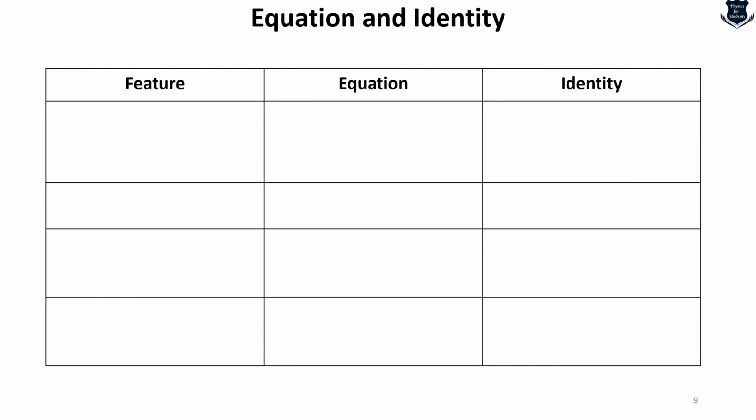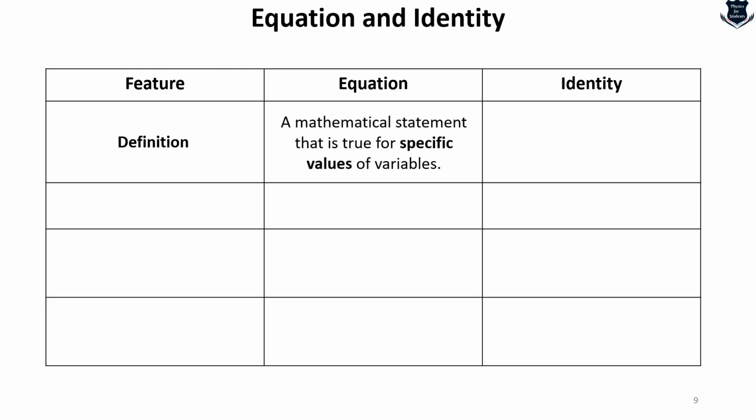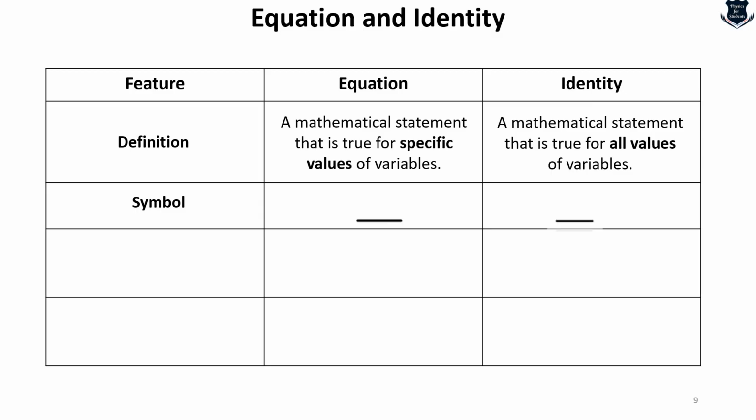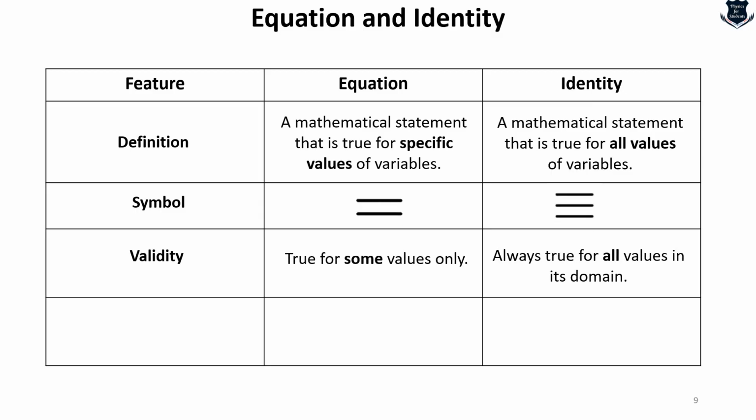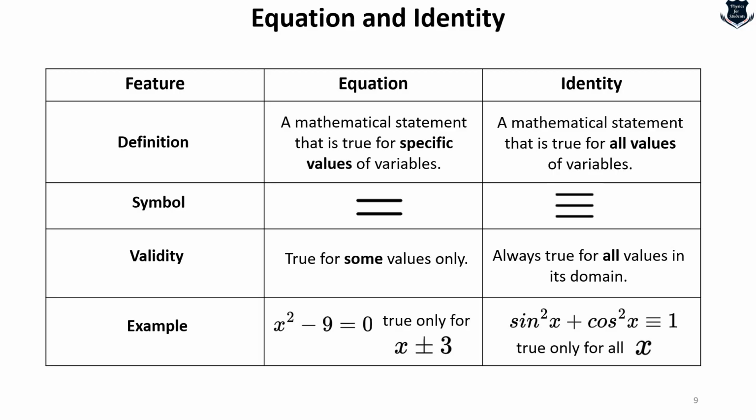Here comes a tabular structure: what are the features of equation and identity? Definitely the definition goes first. An equation is valid for specific values of variables, and an identity is a mathematical statement which is valid for all values of variables. The symbol for an equation is equal to, and the identity has a different one. The validity of an equation is for some values, but an identity is true for all values. For example, this one is only valid for x plus minus equals 3.